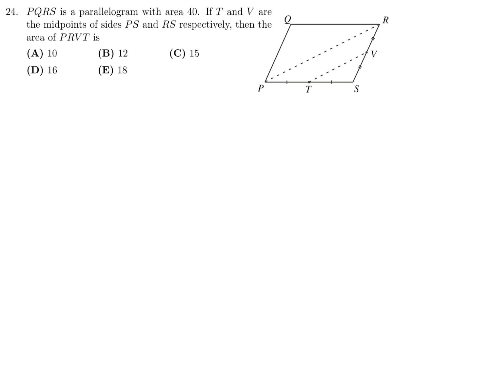PQRS is a parallelogram with area 40. If T and V are the midpoints of sides PS and RS respectively, then the area of PRVT is... PRVT, that is the shape they want you to figure out the area of.